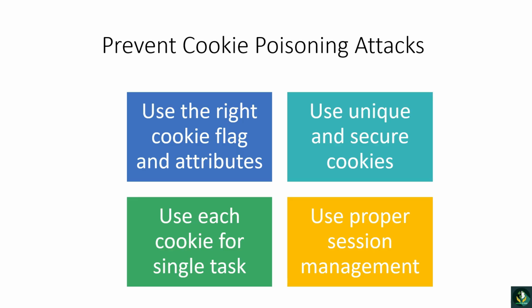So the first one is to use the right cookie flags and attributes. There are several ways to make a cookie less accessible to attackers. Just by setting the HttpOnly flag, you can make a cookie inaccessible to scripts. This is recommended especially for session cookies, as is setting the Secure flag to ensure that the cookie is only sent over HTTPS. Carefully selecting values for the domain attribute can also minimize cookie abuse.